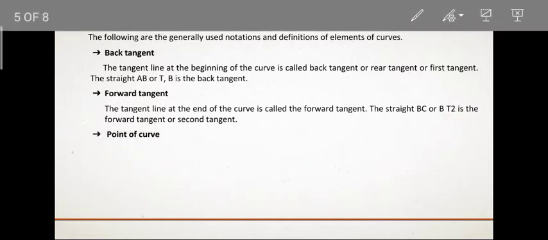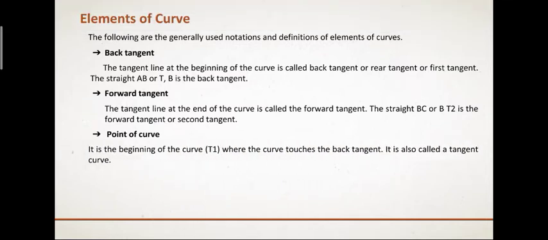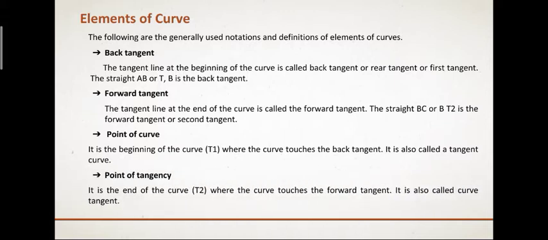Point of curve. It is the beginning of the curve, that is T1, where the curve touches the back tangent. The point where the back tangent and the curve meet is called the point of curve. And point of tangency is the end of the curve, T2, where your curve touches the forward tangent. It was touching the back tangent; here it is touching the forward tangent. It is called the point of tangency. Point of curve and point of tangency.